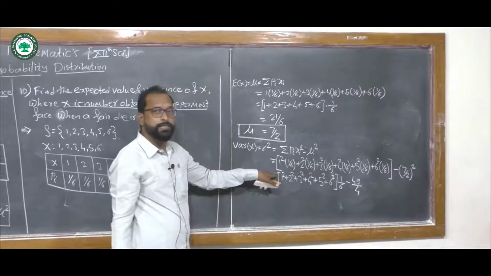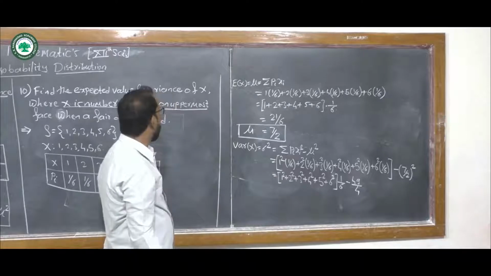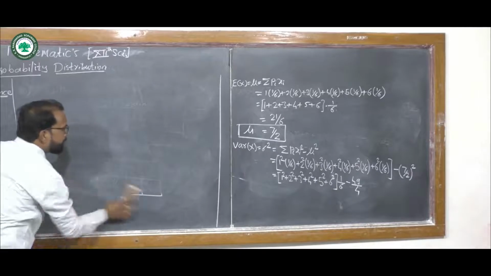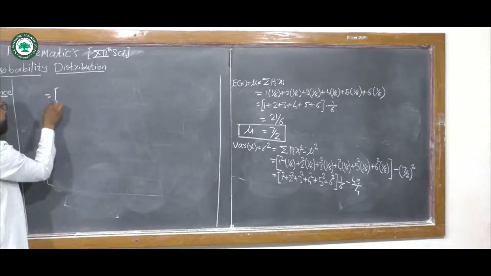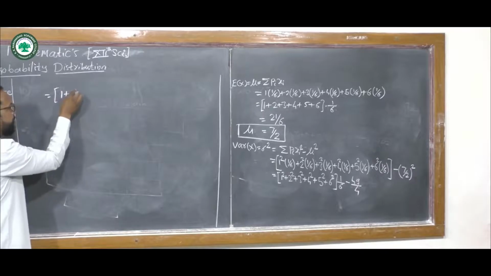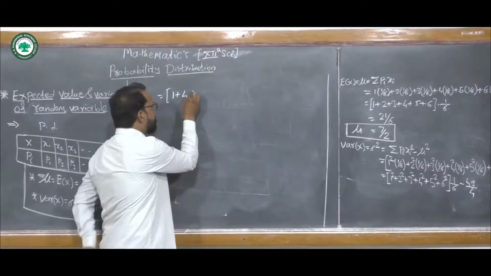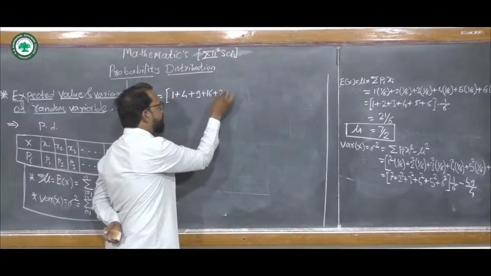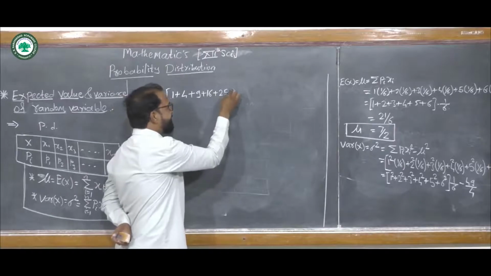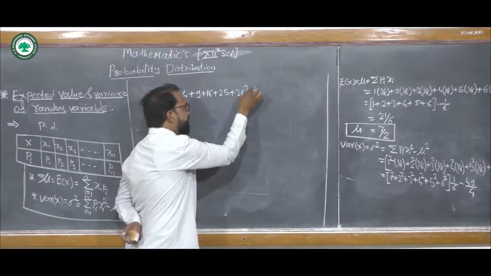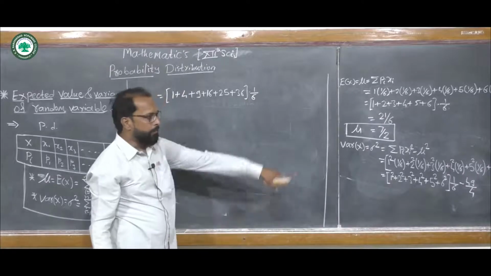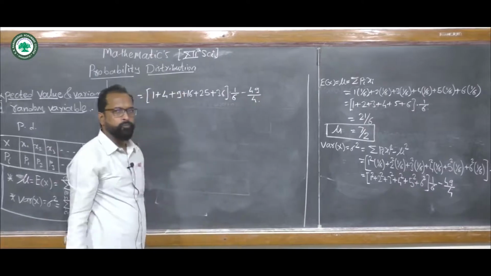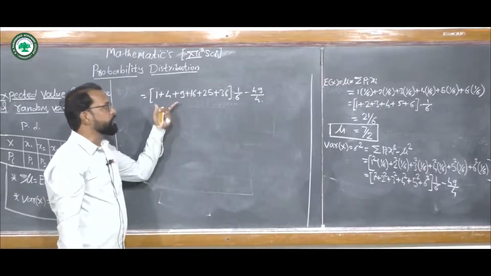Now if we take these squares, the next step can be written as 1 square means 1, plus 2 square 4, plus 3 square 9, plus 4 square 16, 5 square 25, and plus 6 square 36, into 1 upon 6, and minus that term, that is 49 upon 4. Now take this summation.